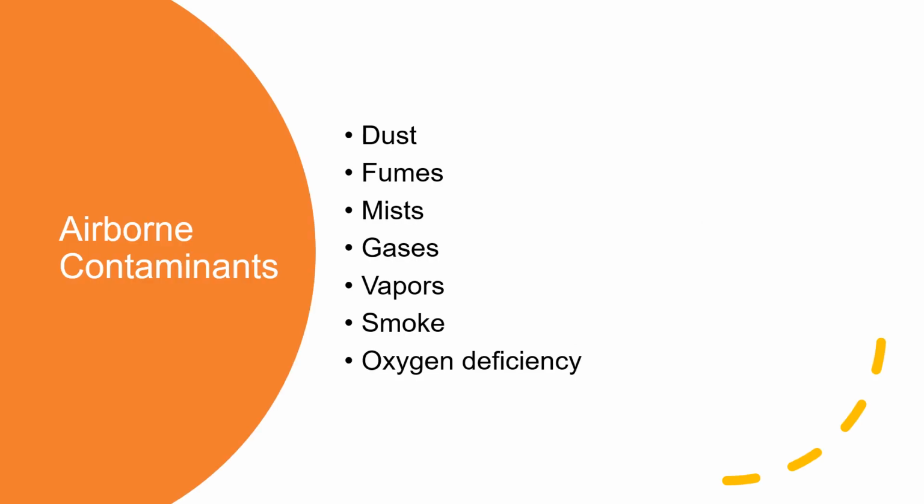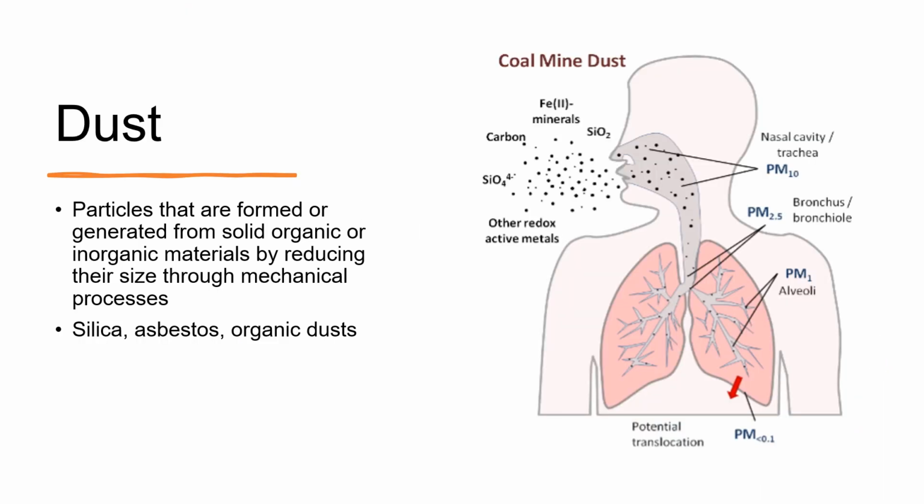There are several basic categories of airborne hazards. These are dusts, fumes, mists, gases, vapors, smoke, and oxygen deficiency. I'm going to discuss each one of those, as well as give some examples, in the next slides. So dusts are particles that are formed or generated from solid, organic, or inorganic materials by reducing their size through mechanical processes such as crushing, grinding, drilling, abrading, or blasting. Essentially, you're taking some solid material and breaking it down into really tiny particles that are released into the air.